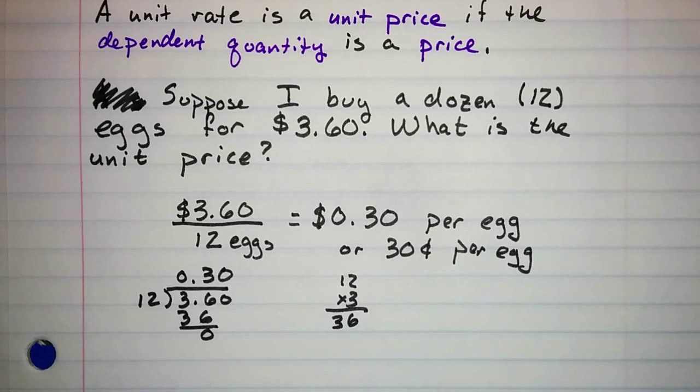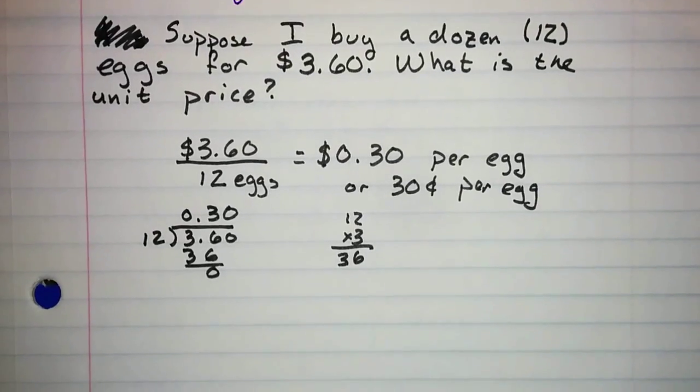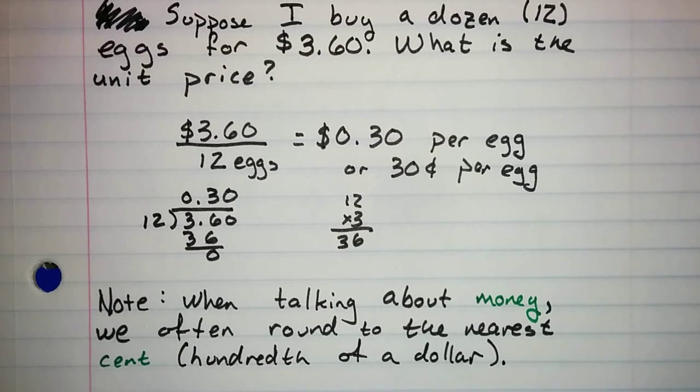That's all there is to unit price. One thing to note, when talking about money, we often round to the nearest cent, and of course a cent is 1/100th of a dollar. So we like to report 2 digits after the decimal point in money. Not always the case. Sometimes we like to talk about a fraction of a cent, like that little 9 you see at gas stations. That's 9/10ths of a cent.